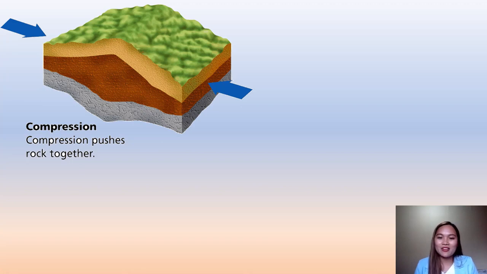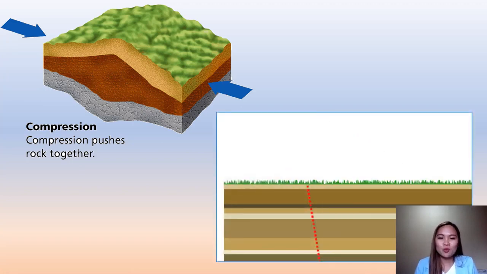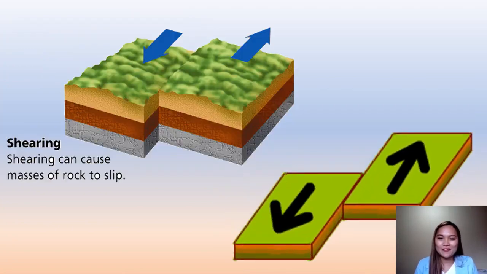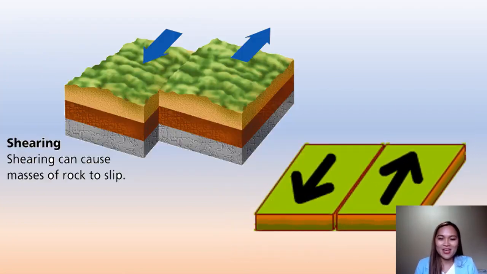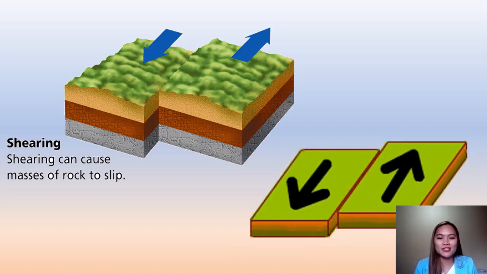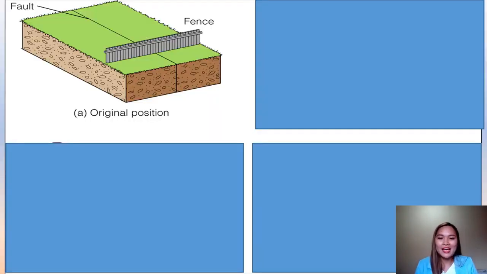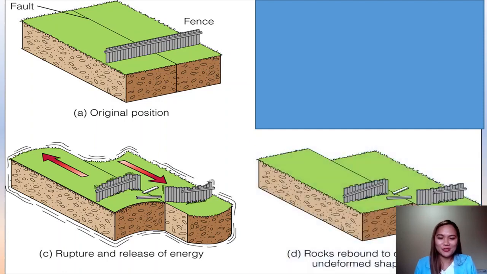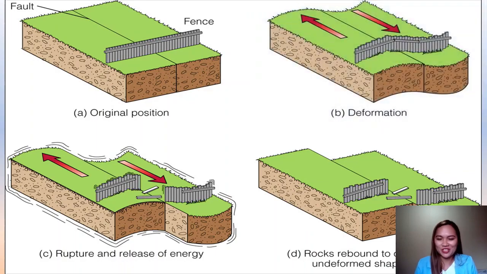It is when the ground is crushed or pushed towards each other, which can form into mountains. The third type of stress is shearing. It is when the ground moves in opposite directions. Now let's have a closer look at the sequence as to how the stress is released during an earthquake. From the ground's undisturbed position to the sudden shaking causing it to break apart in order for the energy to rupture. Once done, the ground stops shaking and resolves to a new position.